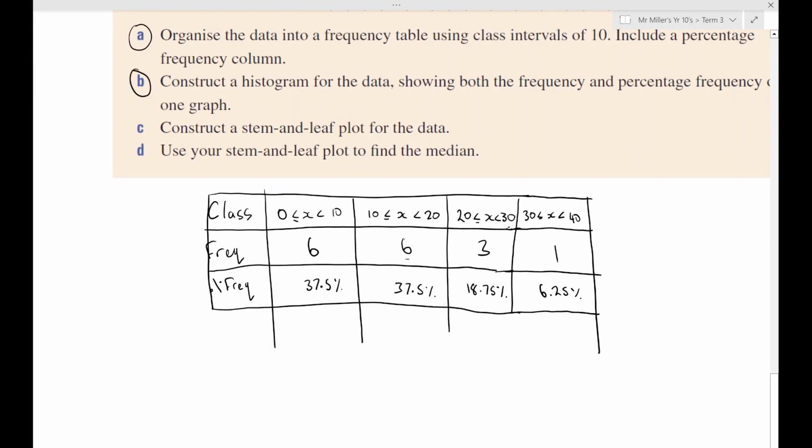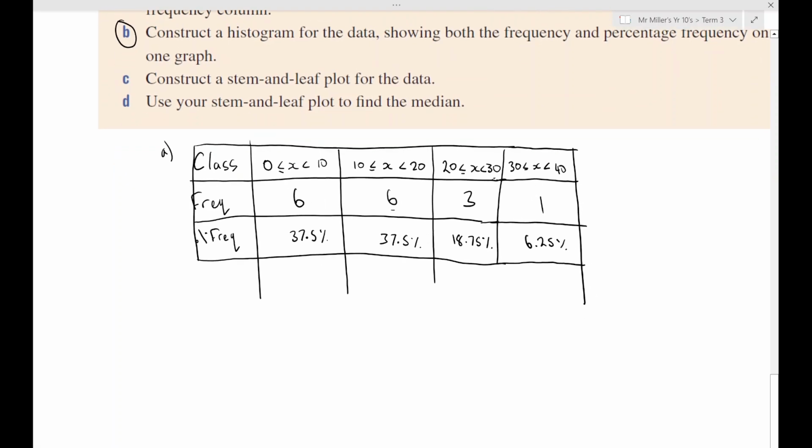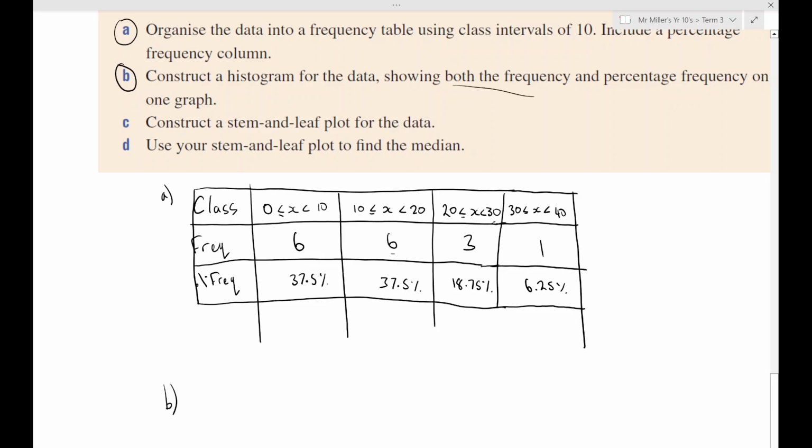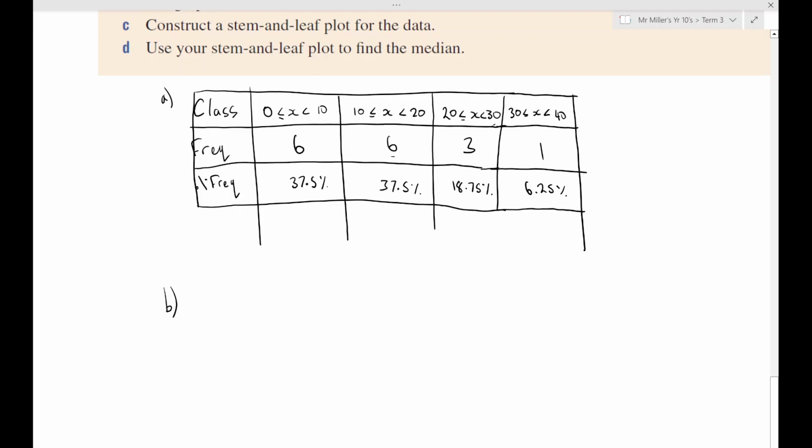Now let's do B, construct a histogram. So we needed both the frequency and percentage frequency on the one graph. Well, since frequency and percentage frequency were more or less measuring the same thing, we could have them sort of parallel. And so here's what I mean. We'll have frequency over on the left hand side here, and then we'll have percentage frequency over on the right hand side. So frequency as a percentage, and then frequency as a number.